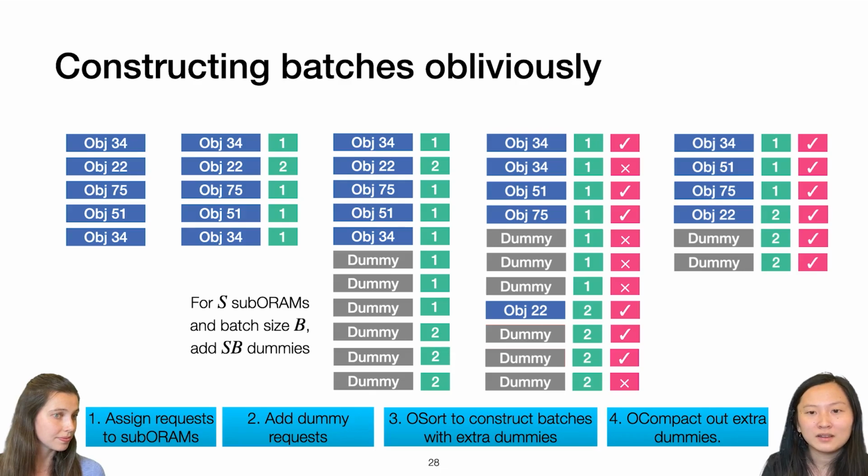Notice how in all the steps I've described, we either make a linear scan through all of the requests, or we use an oblivious building block that Emma just described. That basically gives us an algorithm that we can run on the enclave, because it's oblivious, and the memory accesses it makes are already predetermined and don't depend on the contents of the requests themselves.